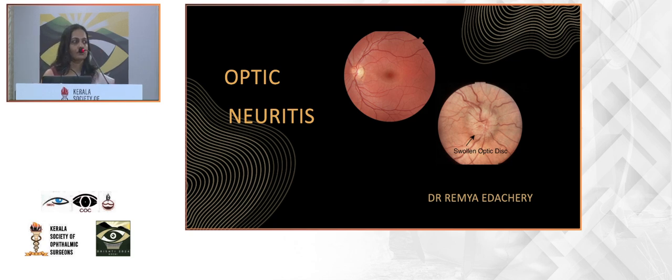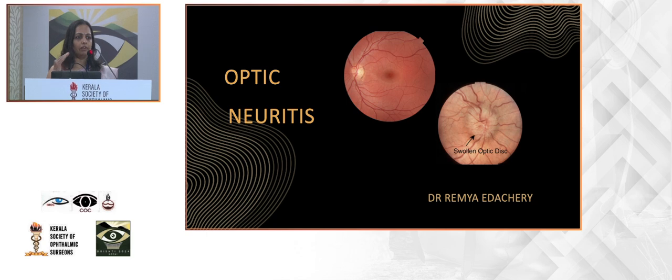Good morning. So I'll be talking on optic neuritis. Optic neuritis as such is an inflammation of the optic nerve. So it's a demyelinating inflammation of the optic nerve. There are many causes of optic nerve inflammation. So typically we'll be dealing with demyelinating inflammation of the optic nerve.